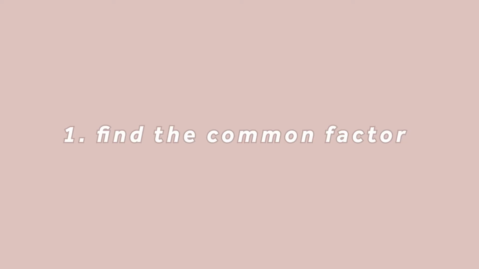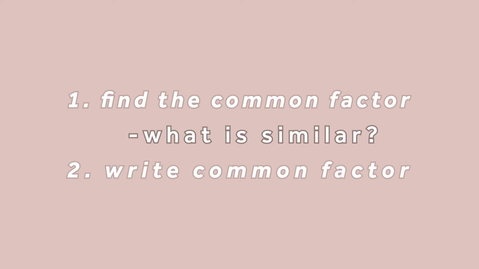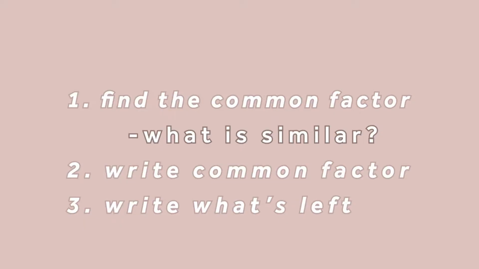There's a simple three-step method to factorize. First, we need to make sure we find the common factor. In order to find the common factor, you can ask what is similar in this expression. After you find the common factor, write the common factor. Finally, our third step is to write whatever's left from the original polynomial expression.